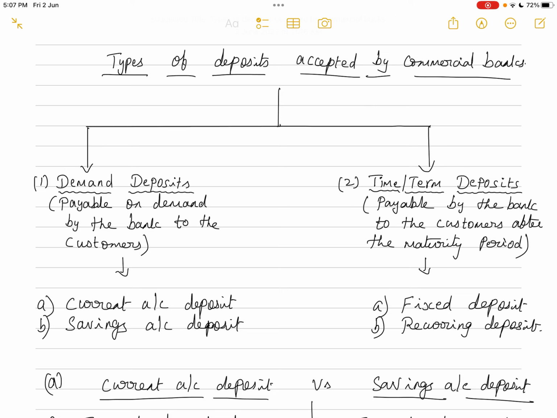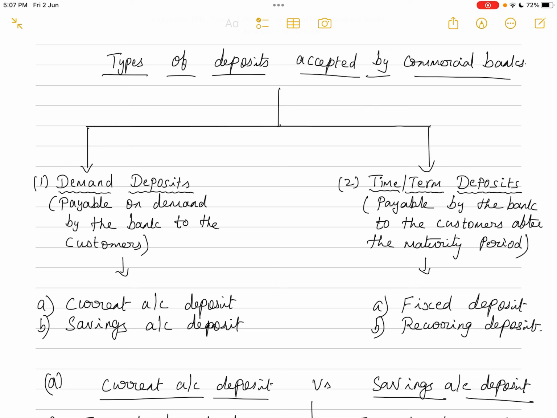And the second type of deposits is the time or the term deposits. These are the types of deposits payable by the bank to the customers only after the maturity period. These are deposits which are made by the customer for a specified period of time. Okay, so the bank is liable to repay to the customer only after the maturity period. So that is the difference between the demand deposits and the time or term deposits.